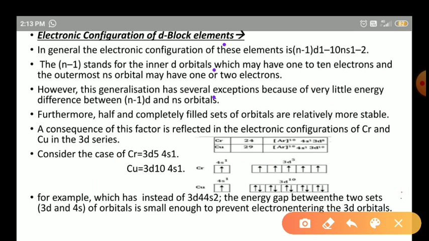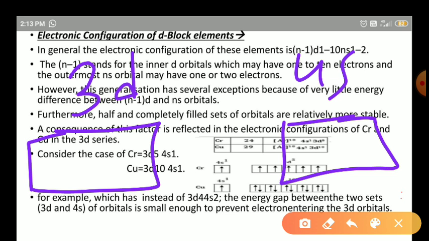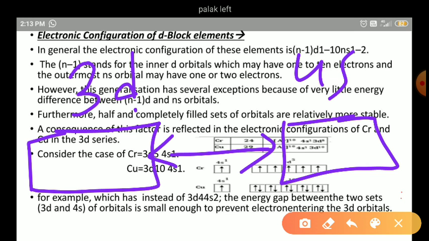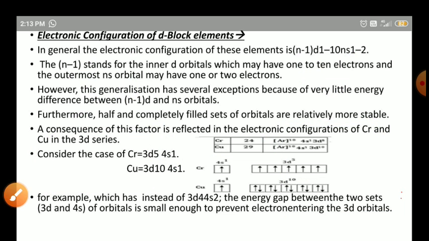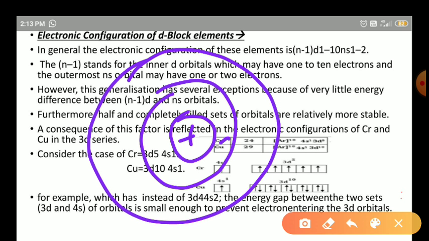Third point. Here I am using the 3d and the 4s orbitals, in which only small energy differences exist. From 3d to 4s, only a small energy difference exists here. This is 3d, and between it and the 4s the small energy gap exists.